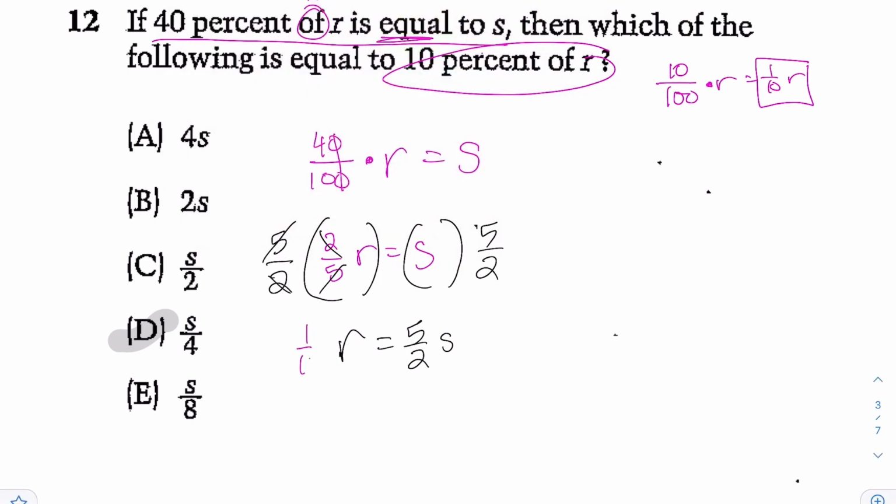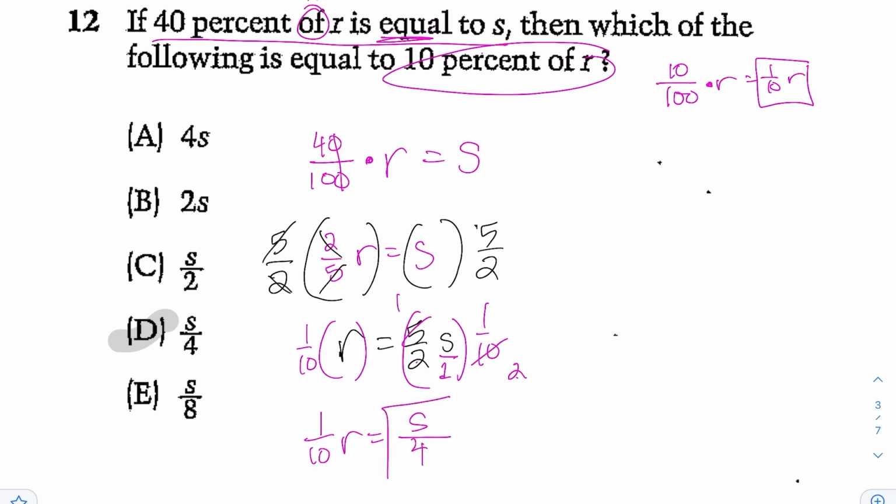So then you'll multiply by 1/10 on both sides, and that'll give you 1/10 of R is equal to, in terms of S, 5 and 10 cancels out, or the factor 5 cancels out. You have a factor of 2 remaining in the denominator, and S, remember, has a 1 as a denominator. So the numerator is just S, the denominator is 2 times 1 times 2, or 4. So 1/10 of R is equal to S over 4, or choice D.